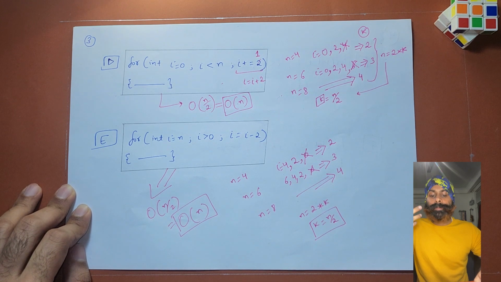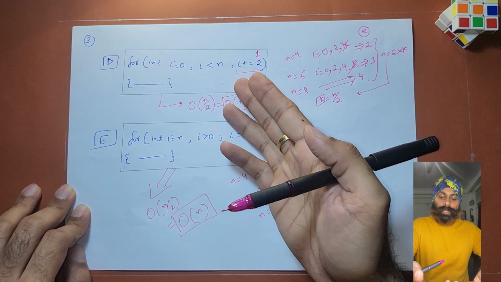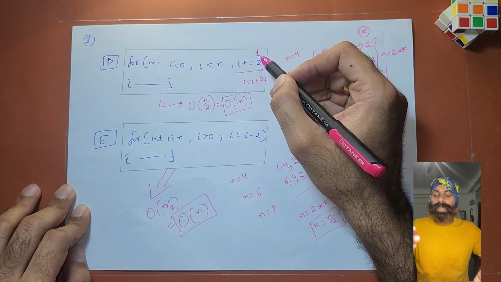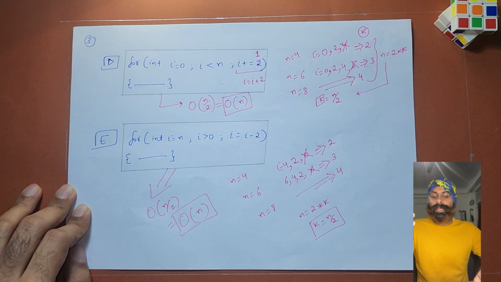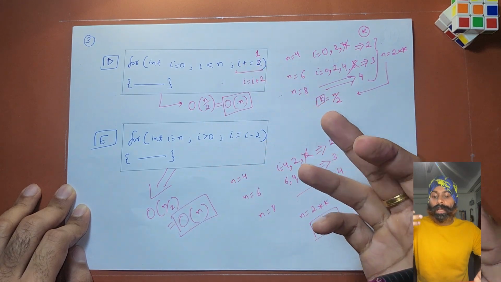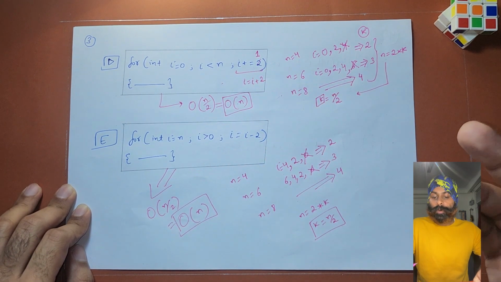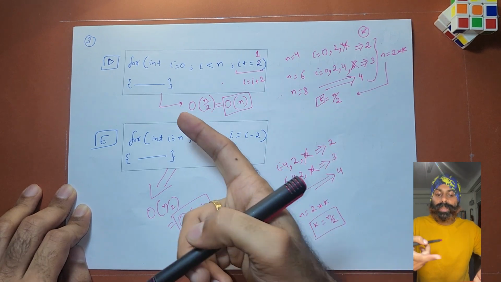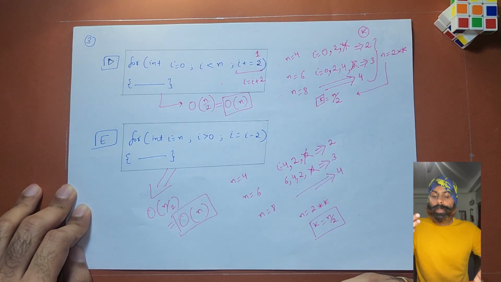That does not mean practically they will take same amount of time, right? This one is n by 2 iterations. With i equal to i plus 1, it will be n iterations, right? So technically, practically, this code with i equal to i plus 2 will take half amount of time than the code which is i is equal to i plus 1, because this is running for n iterations, this is running for n by 2 iterations, right? So practically, your program may take more or less time, right?